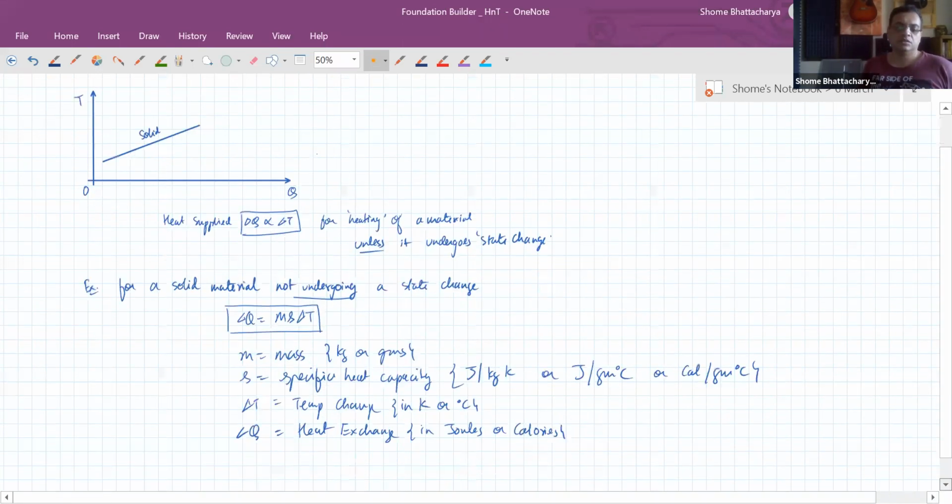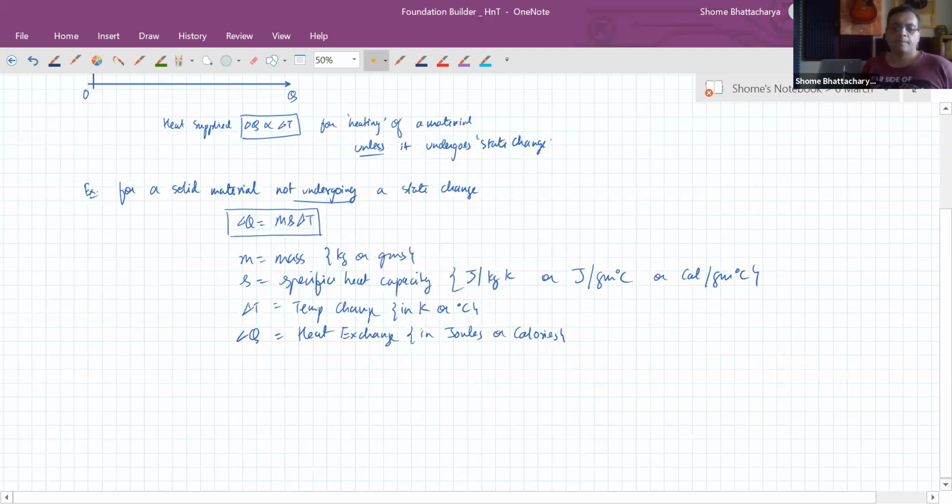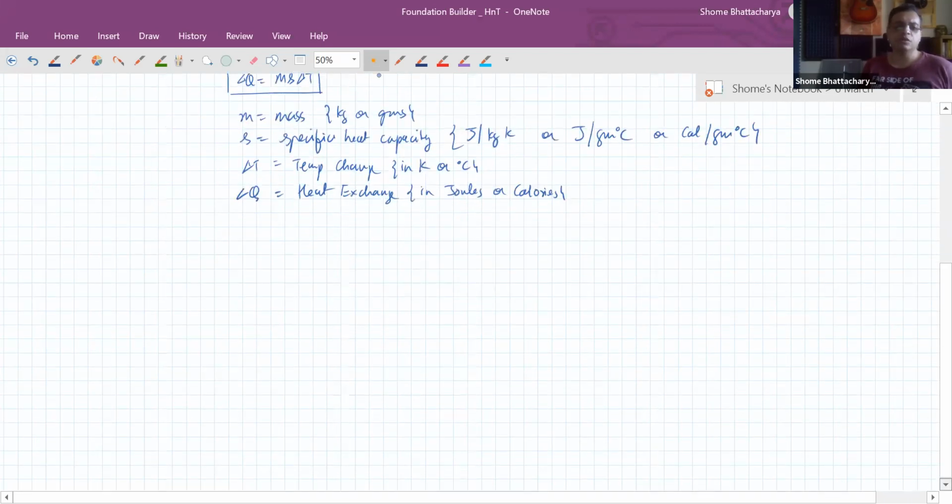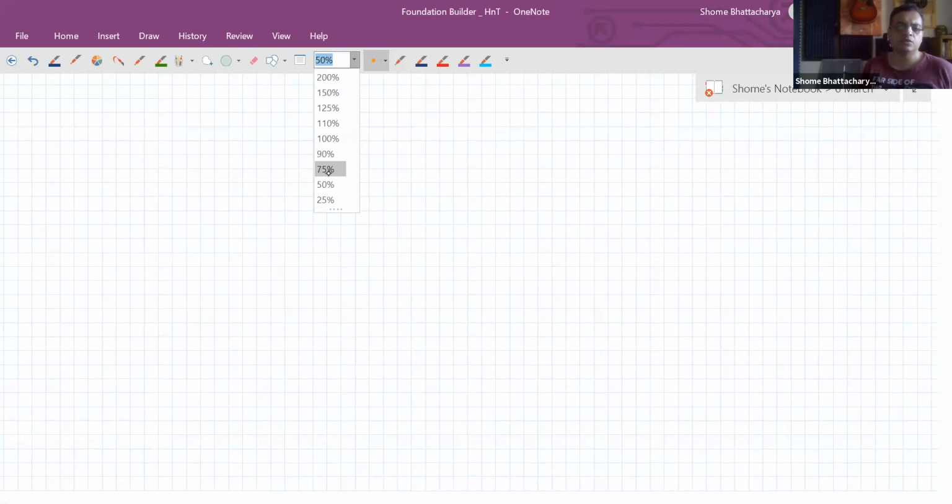Right, so this is the general idea. Now, next thing we'll see. So this you've already seen in the last lecture, so you don't need to write it down again.